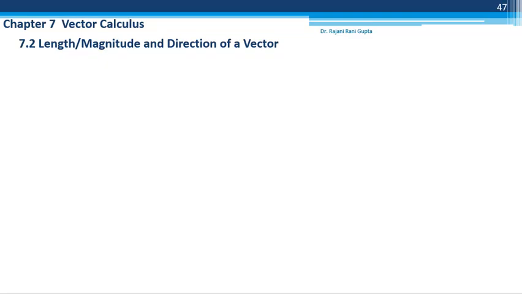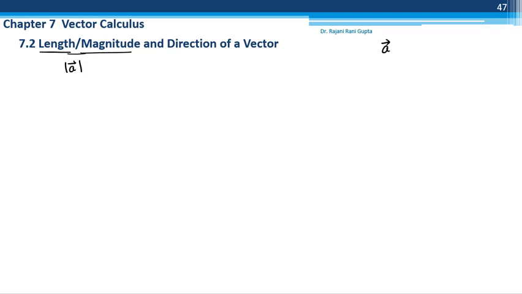Hello everyone. In this video, we will discuss some more concepts of vector calculus. For instance, you already know how we find the length or magnitude of a vector. Yes, if you have a vector A, then you find the length, which we call the magnitude of a vector, by |A|. Then, how do we find the direction of a vector?